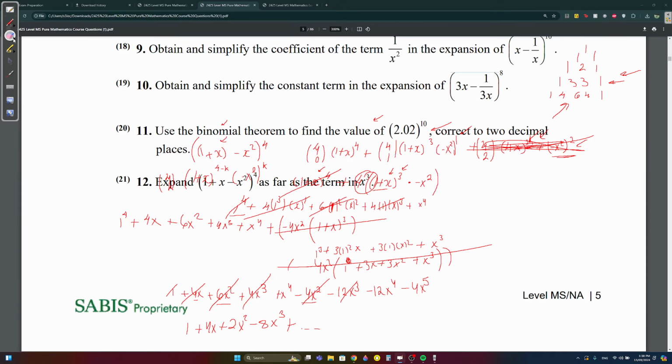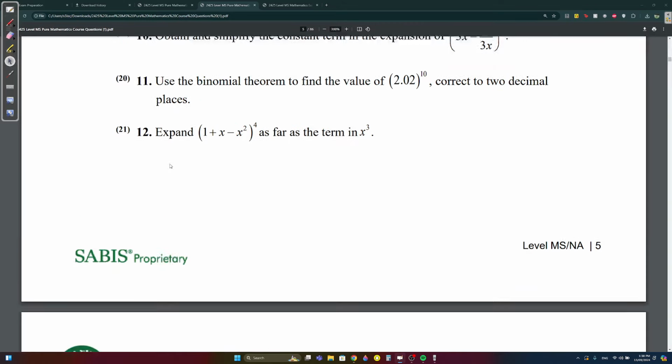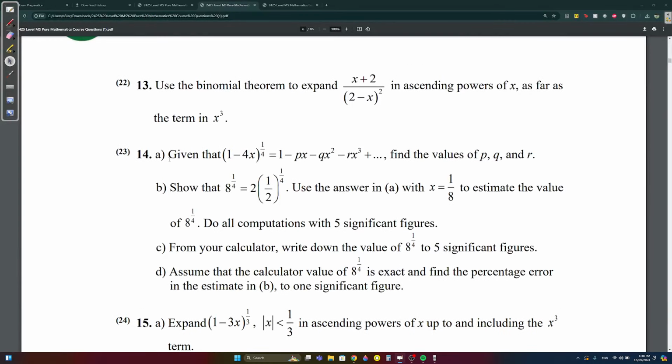Wow, that's a lot. Inshallah, they don't get this. I hope they won't. I don't think they will.